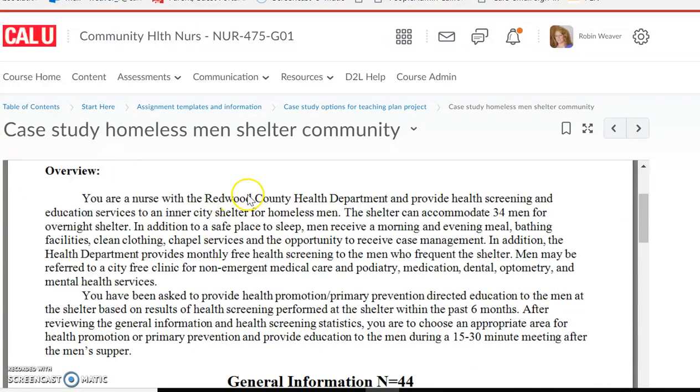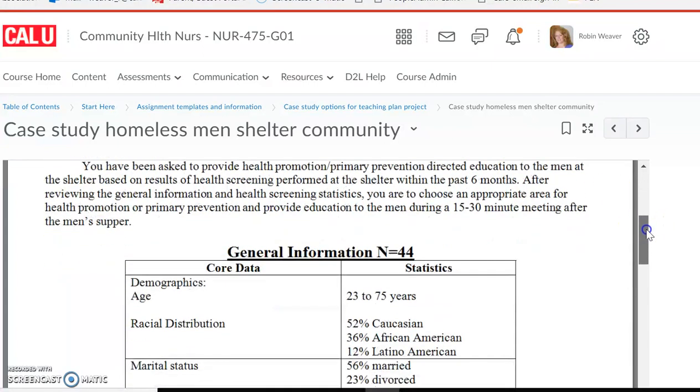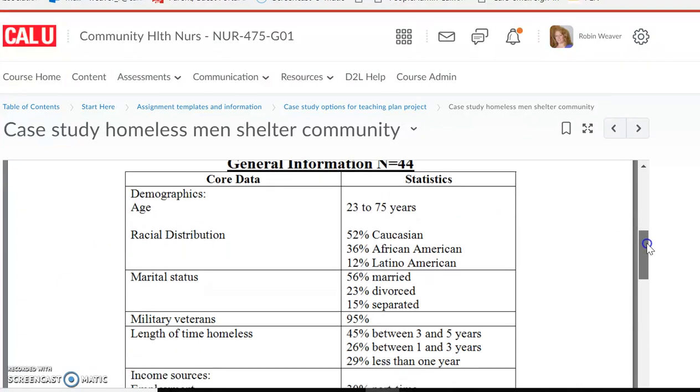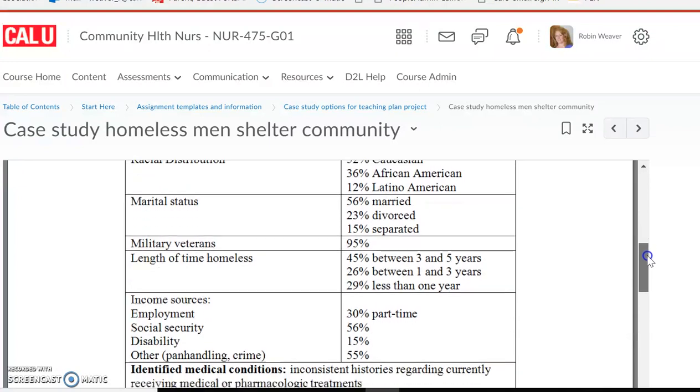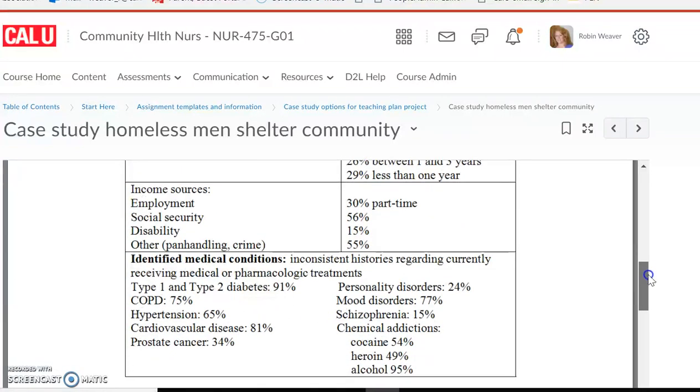It's an overview. You're a nurse at this health department. You provide screening and education services to an inner city shelter for homeless men. The shelter can accommodate 34 men, and it lists the kinds of services they offer. And then it says in the second paragraph, you've been asked to provide health promotion, primary prevention, directed education for the men at the shelter. And so you read through that, and then I gave you some demographics: how many, their age, their racial background, their marital background, their military status, length of being homeless, income in general, that kind of stuff.